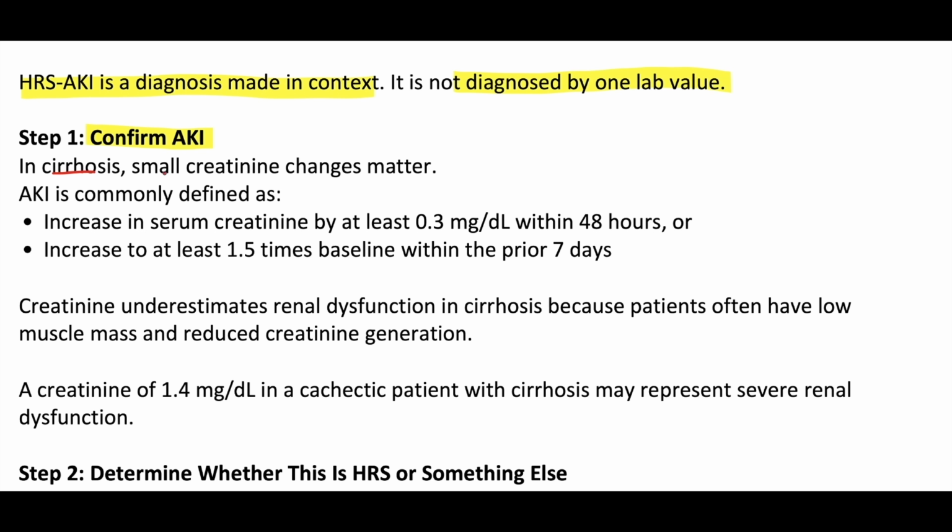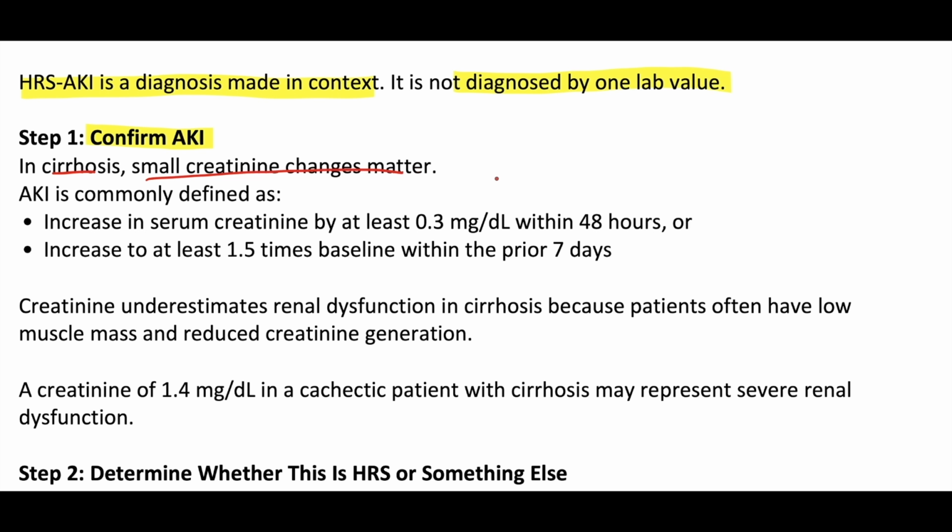As we said, in cirrhosis, small creatinine changes matter, right? So acute kidney injury, per the normal typical definitions out there, is an increase in serum creatinine by at least 0.3 milligrams per deciliter within 48 hours, or an increase to at least 1.5 times the baseline within the prior 7 days. This is just normal. We think it's probably KDIGO, although correct us if we're wrong on which organization put forward that definition, but just normal AKI definitions. And then do note, as we said, creatinine underestimates renal dysfunction in cirrhosis because patients also often have that low muscle mass and may have a reduced creatinine generation to start with.